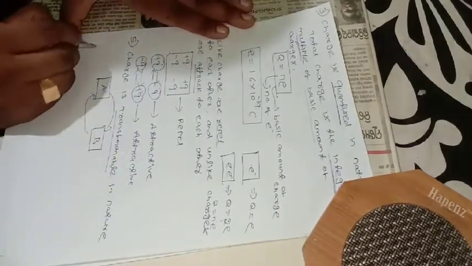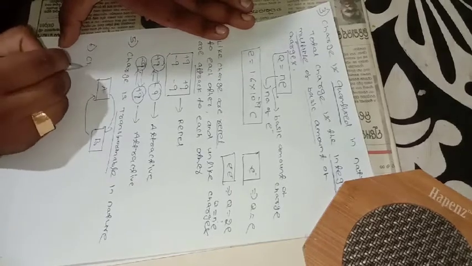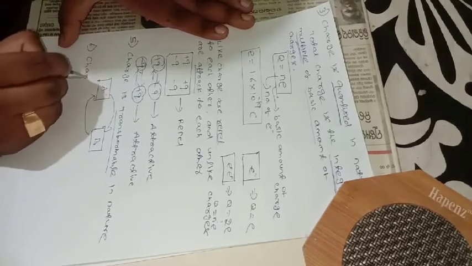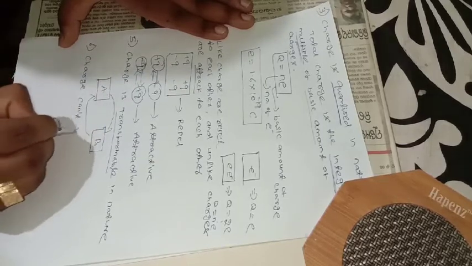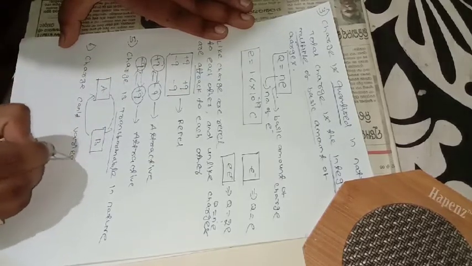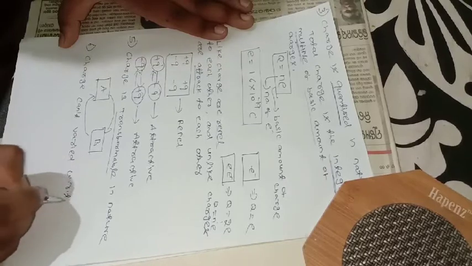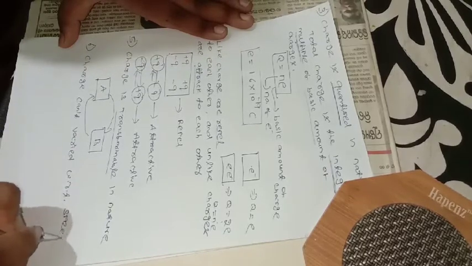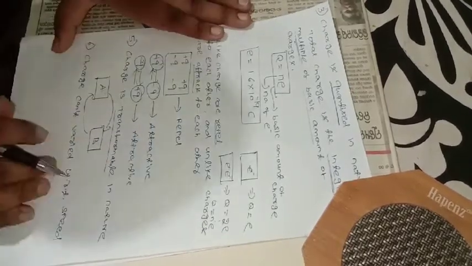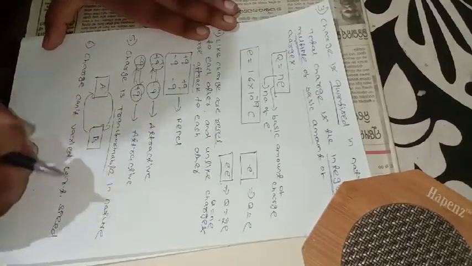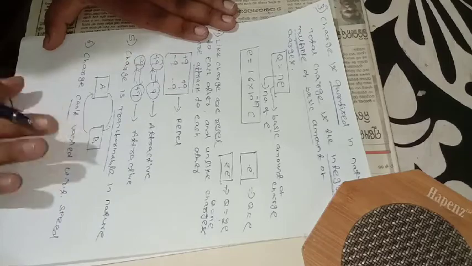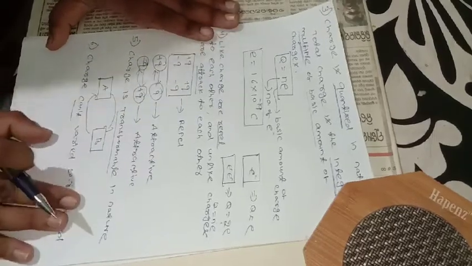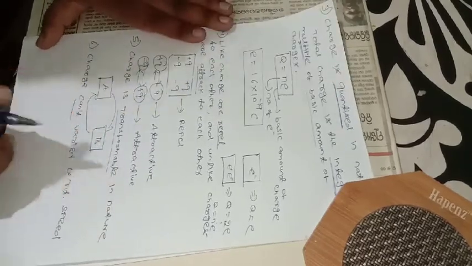Next, sixth point, charge does not vary with respect to speed. If the body has speed, meaning body velocity is there, the charge does not vary. Charge will remain the same if the body is moving. For a moving body, charge cannot be changed.